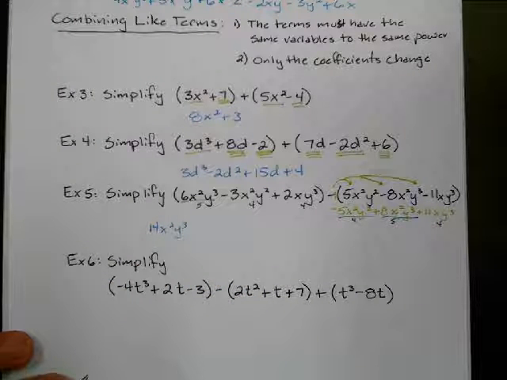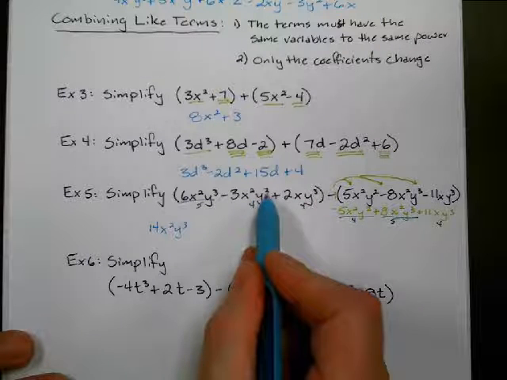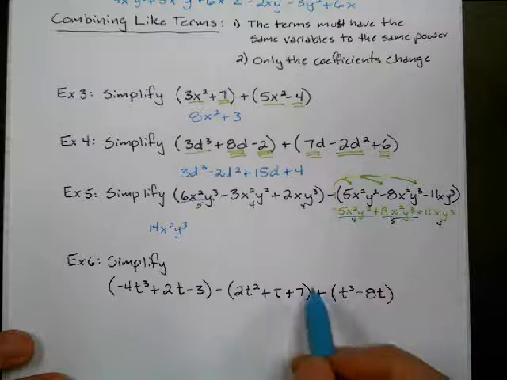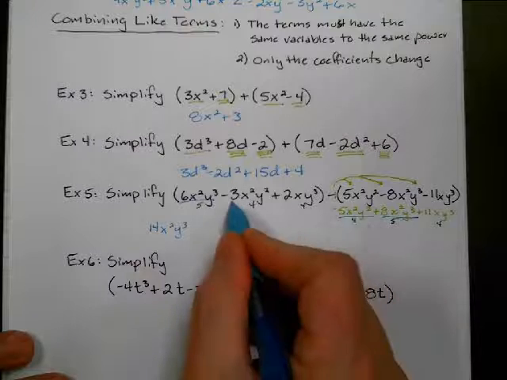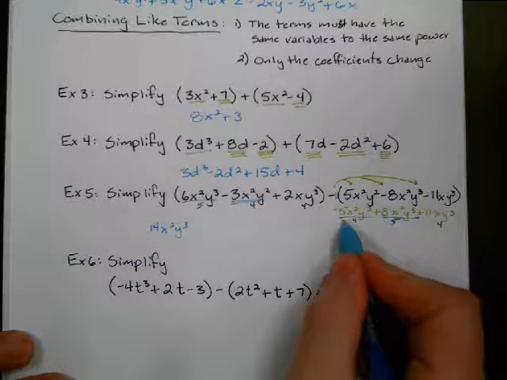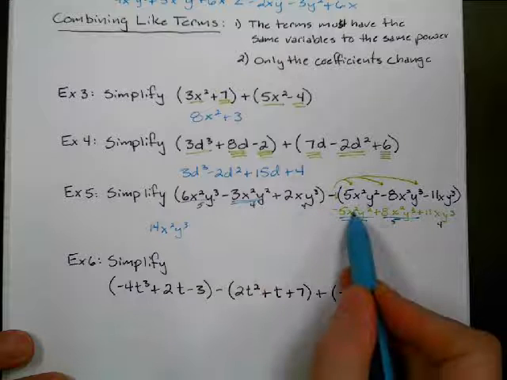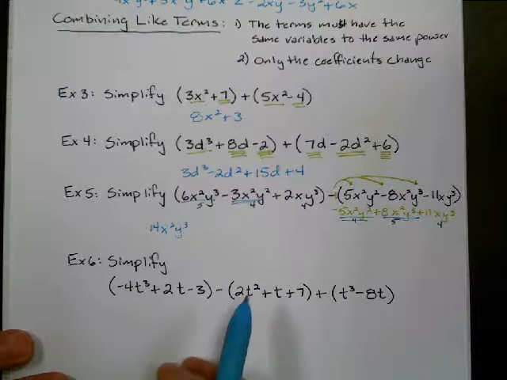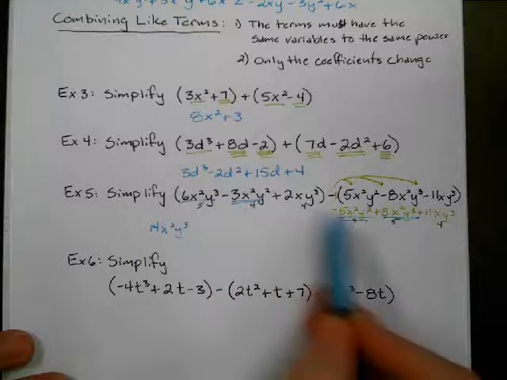All right, next. I've got 4 and 4, but these are different because this is x squared y squared. This is xy to the third. Are there any other x squared y squareds? Yes, there are. So I can take this one and this one. They're both x squared y squared. So I can combine those two together. I've got negative 3 and negative 5. That comes out to negative 8x squared y squared.